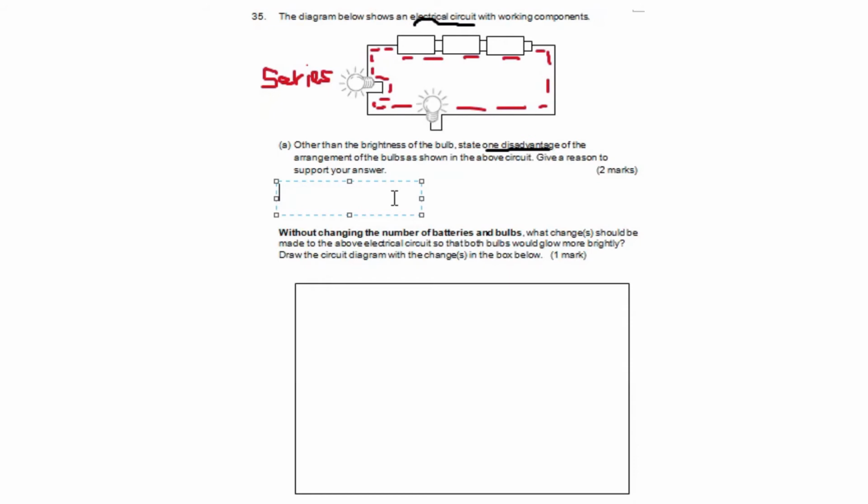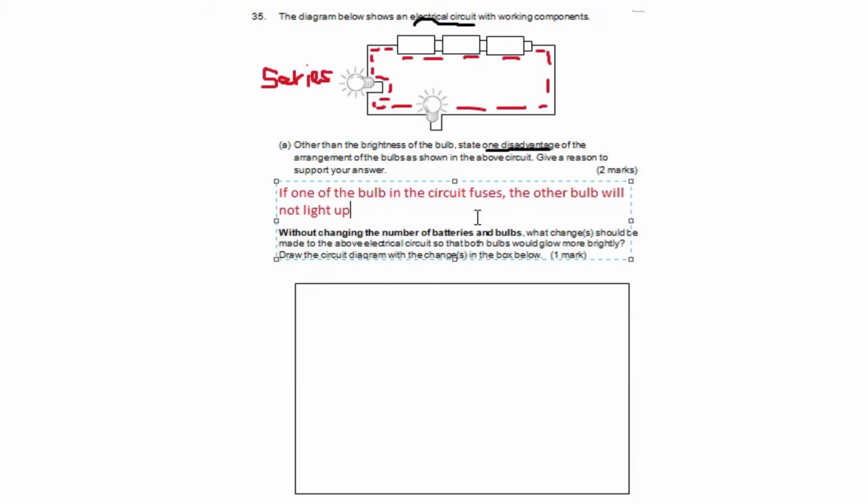You know what happens if one bulb fuses? If one bulb fuses or can't work, then the other bulb will also not light up. And why? Because they say give a reason. Can you see the word here? Give a reason to support your answer. So let me do it one by one. You say if one of the bulbs in the circuit fuses, the other bulb will not light up. So something simple. Now you have to give a reason. Why is it that it will not light up?